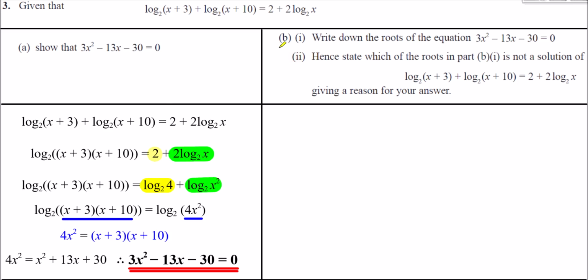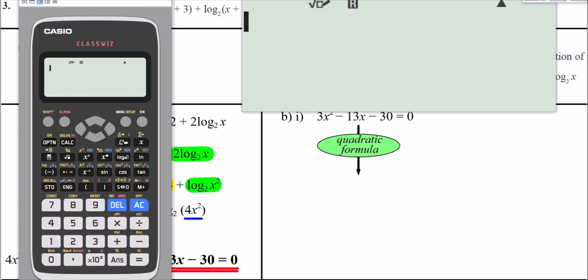B comes in 2 parts. So B part 1, we need to write down the roots of the equation 3x squared minus 13x minus 30 equals 0. So again, if I just write this down first of all, this one is, to be fair, a very nice question. This is essentially GCSE. We could use our calculator and just solve this using the quadratic solver on the calculator if you wanted. This would actually factorize as well. So whichever way around you want to do it, I'm going to assume you'd use a quadratic formula, which I'll show you now on this version of the ClassWiz.